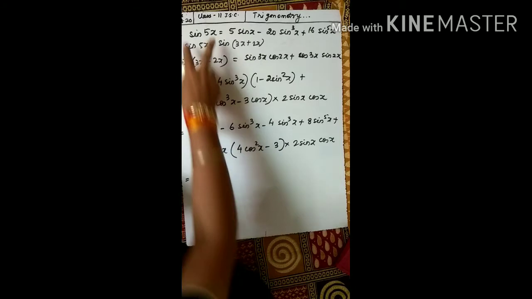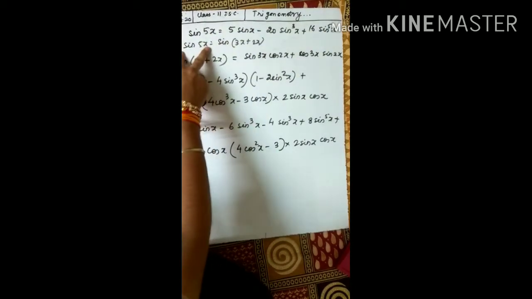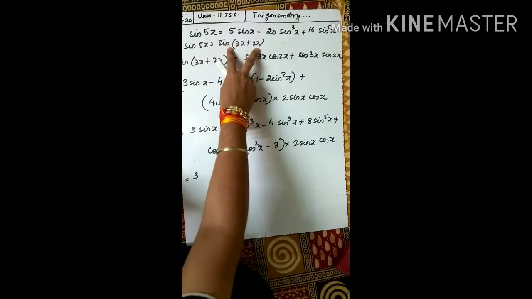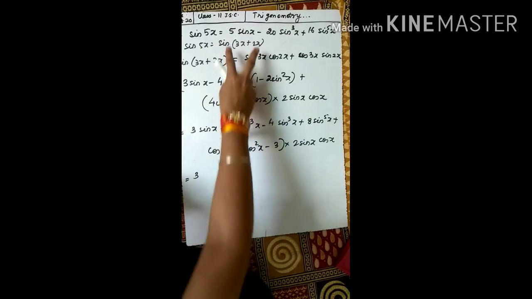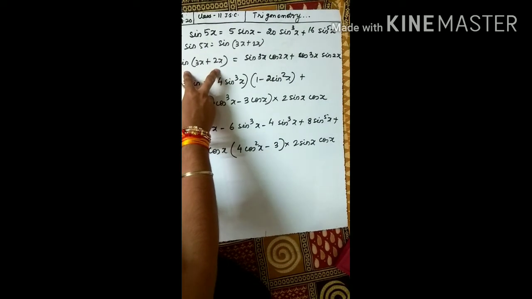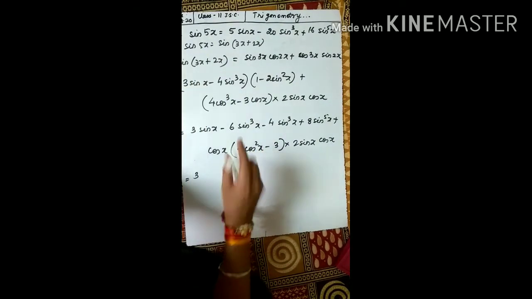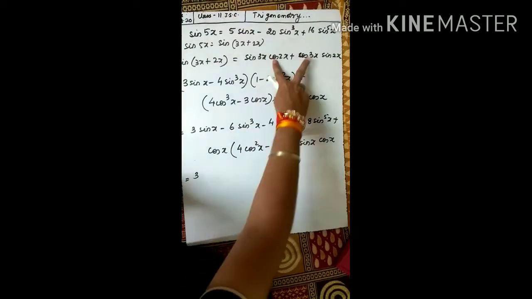So we have to prove sin 5x as this quantity. So we are writing this sin 5x as sin(3x + 2x). Now we can use the identity sin(x + y), that is sin x cos y plus cos x sin y. So we have used that here.